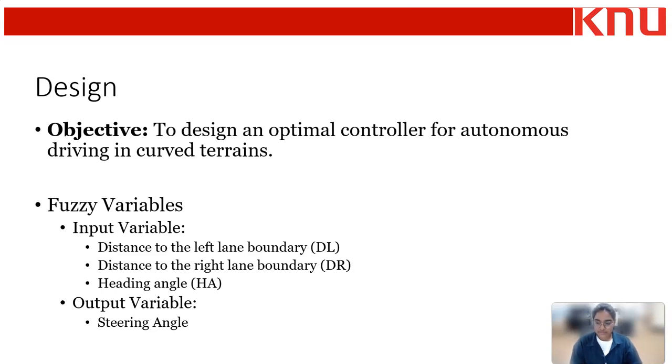The design parameters and constraints: we are discussing the fuzzy variables. We have the input variables and the output variables. The input variables are the distance to the left lane boundary, the distance to the right lane boundary, and the head angle, and the output variable is the steering angle.